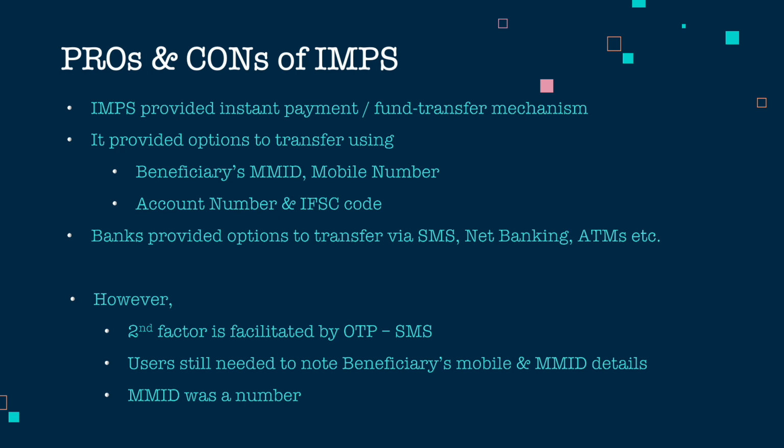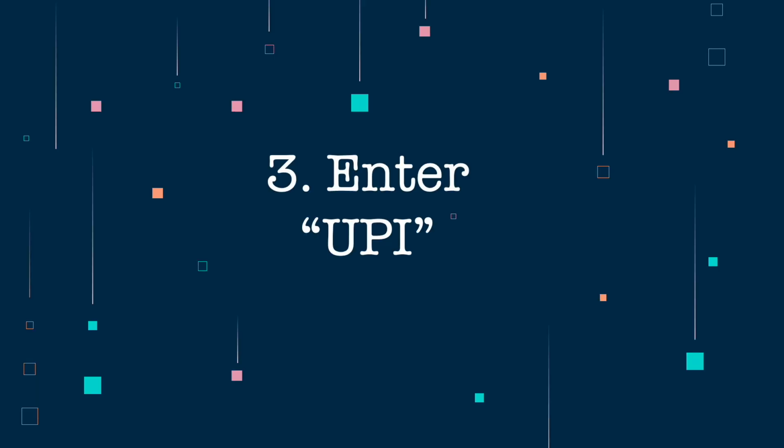However, the challenges with the IMPS were the users still needed to remember the beneficiary's mobile number, MMID details, and MMID was a number, so how to store the MMID numbers, and traditional issues that people had, those were still persistent. And the second factor was facilitated using an OTP which the customer had to enter. Now let's see how UPI kind of revolutionized this entire real-time payment process.